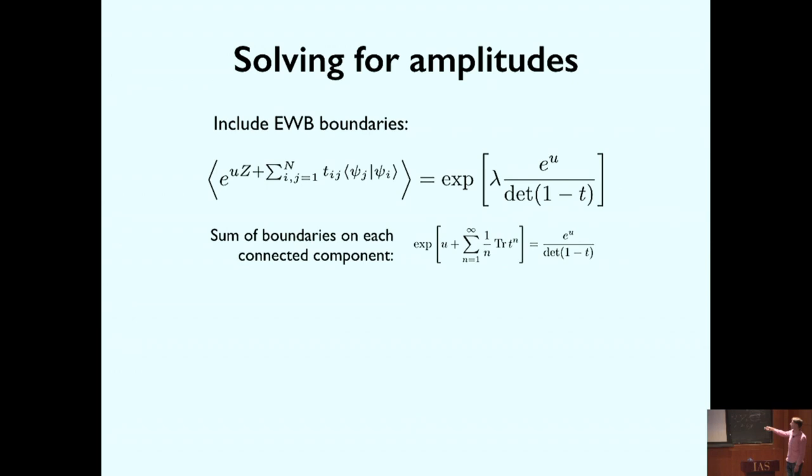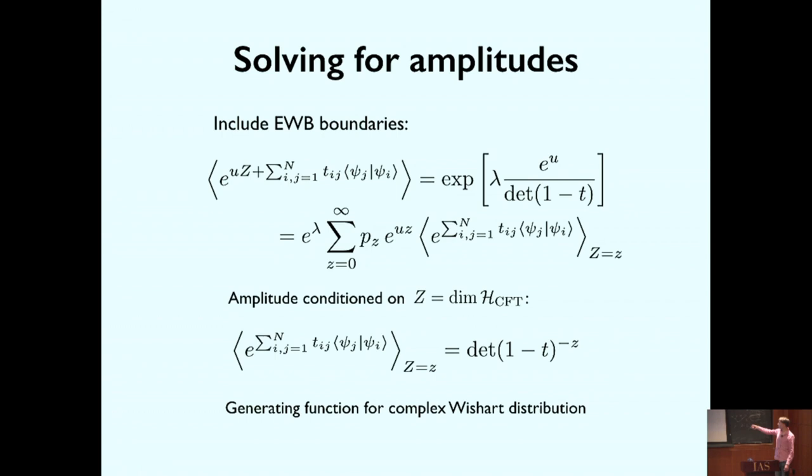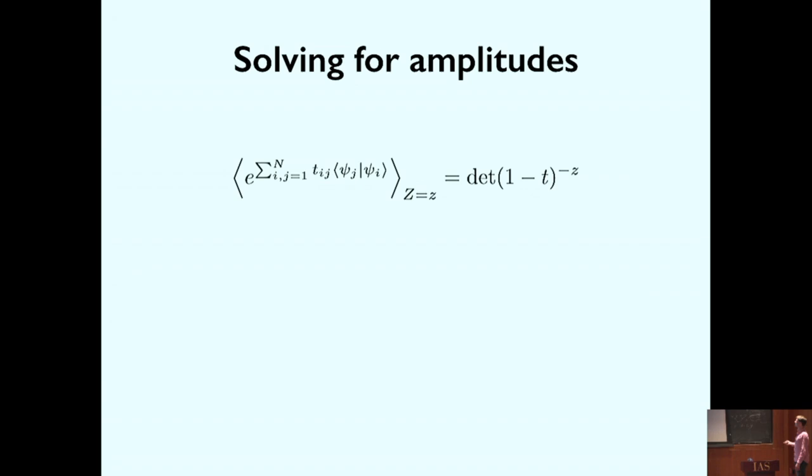like this, where I have these same probability distributions for this partition function, if you like, Z, multiplied by an amplitude for end of the world brains. And this amplitude for end of the world brains, conditioned on the dimension of the Hilbert space in the dual language, is given by this thing. Okay, I then found Google and Wikipedia. Apparently this is a complex Wishart distribution, which meant nothing to me either. But you can write it like this.